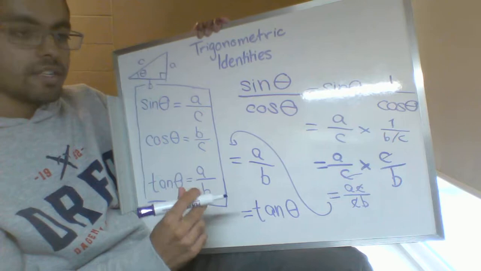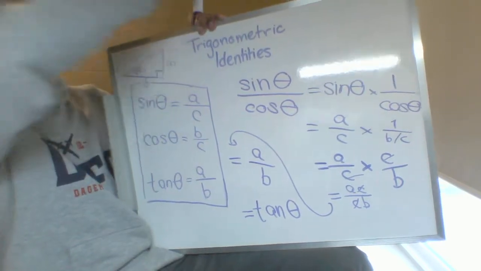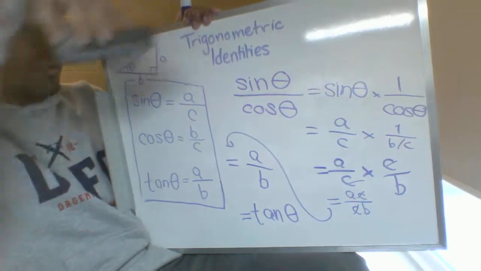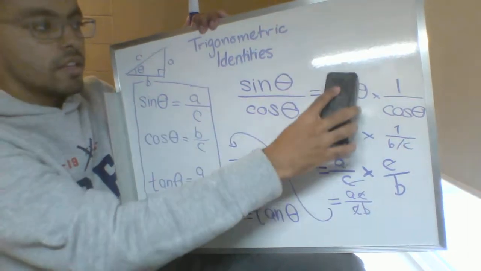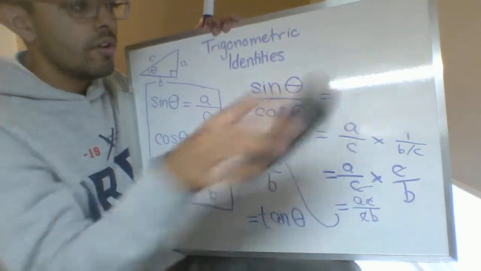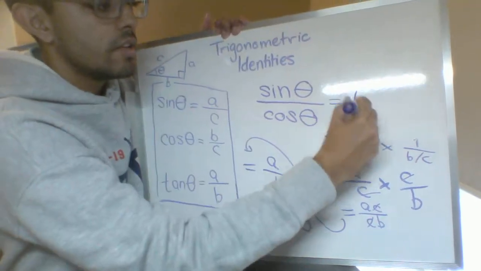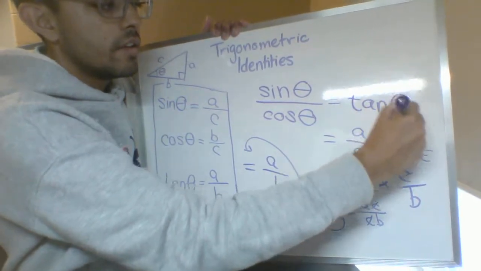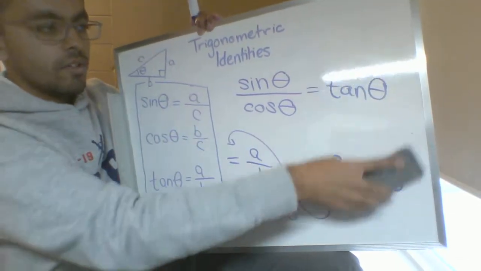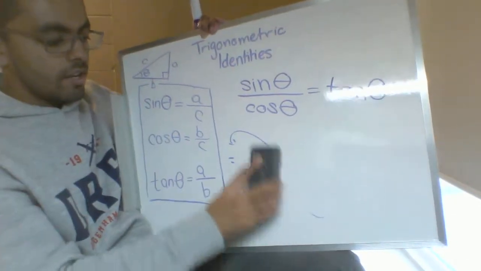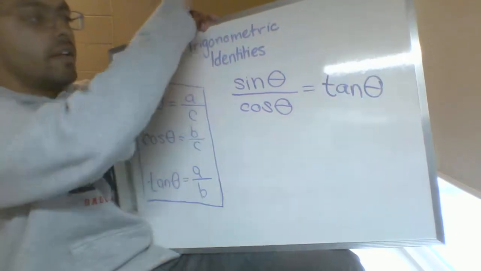And so what that tells you is that if you know the sine and the cosine values of a given angle theta, then you actually also know tan theta. You can use it to calculate tan theta. All right, so this is our second trigonometric identity.